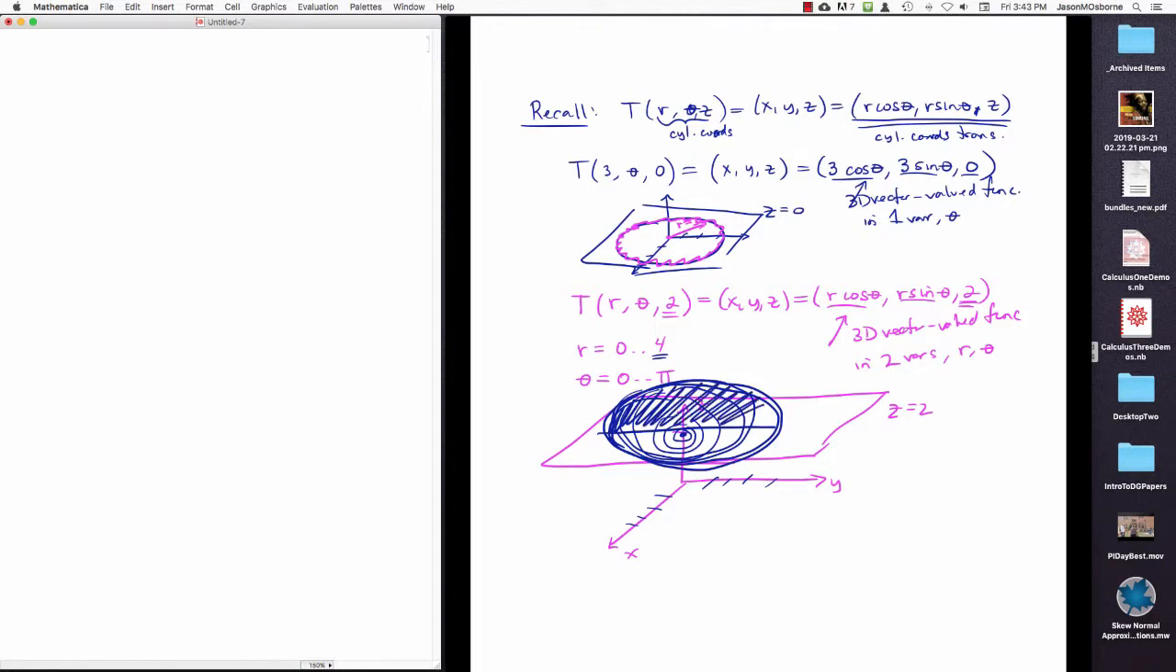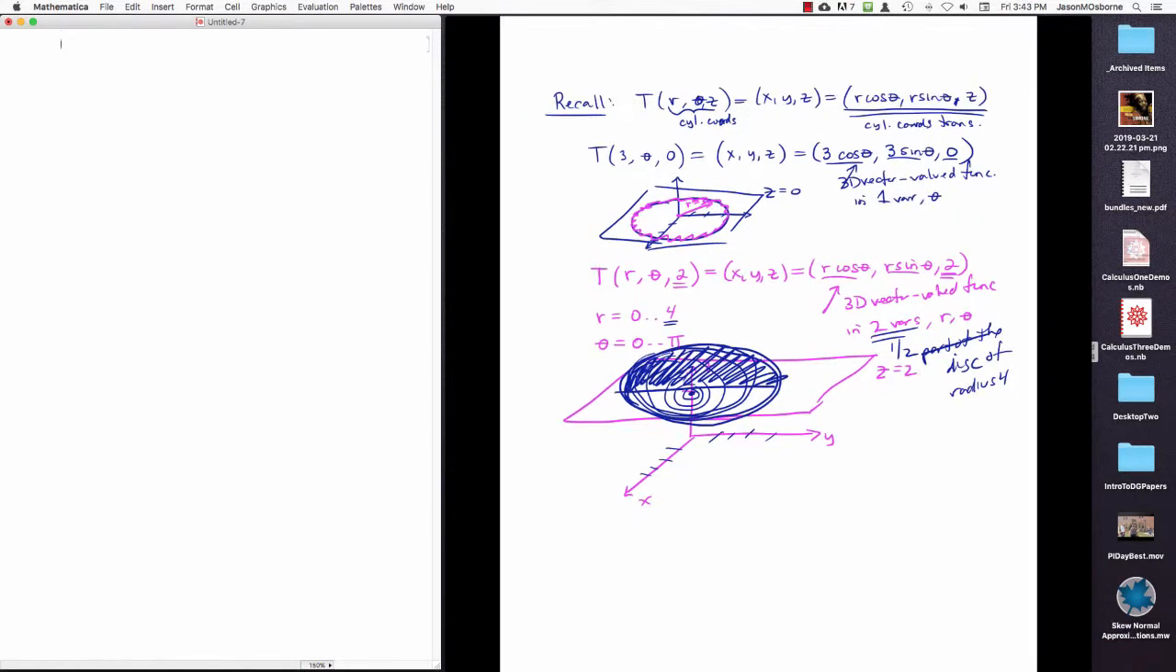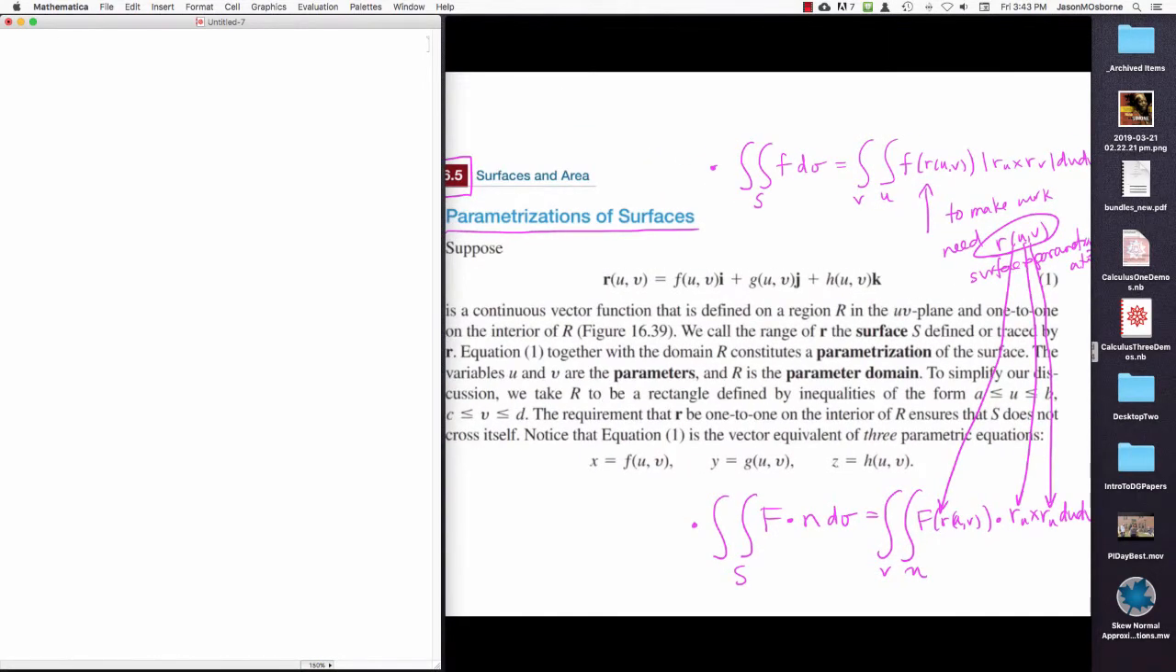So what we have here, this 3D vector valued function in 2 variables, is part of a disk. Well, it's just half of a disk, half of a disk of radius 4. This leads us to the definition that was on the first page of the notes that we just did. Right? This object here.